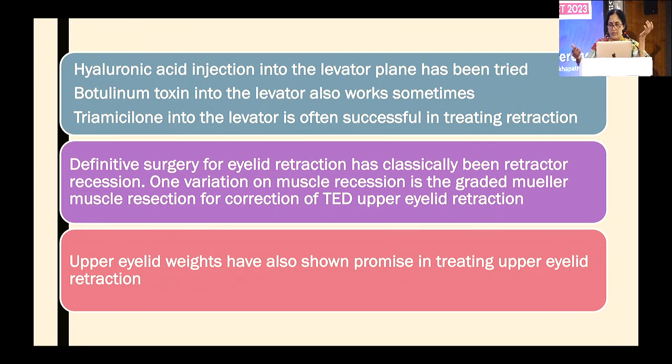Botulinum toxin also has been tried with variable success rates. Sometimes it is successful in some people and some people not. Cannot really predict in whom it is successful and whom it is not. Triamcinolone is the other old tried and tested therapy, injected into the levator muscle, and this is often useful. And my points are only going to be about triamcinolone, because we did a study and found a lot of wonderful results.